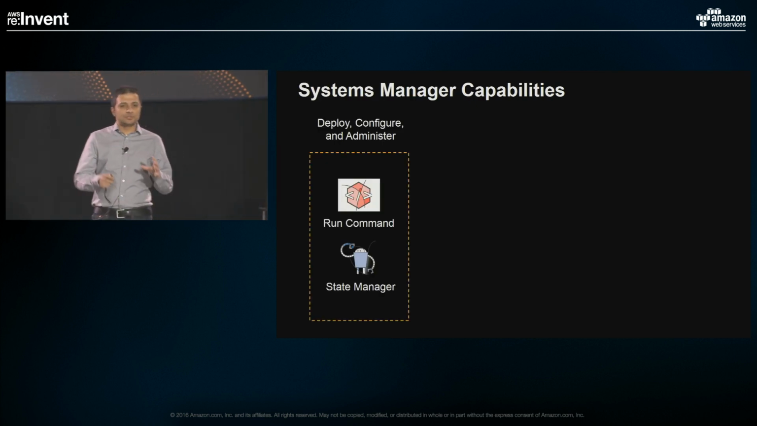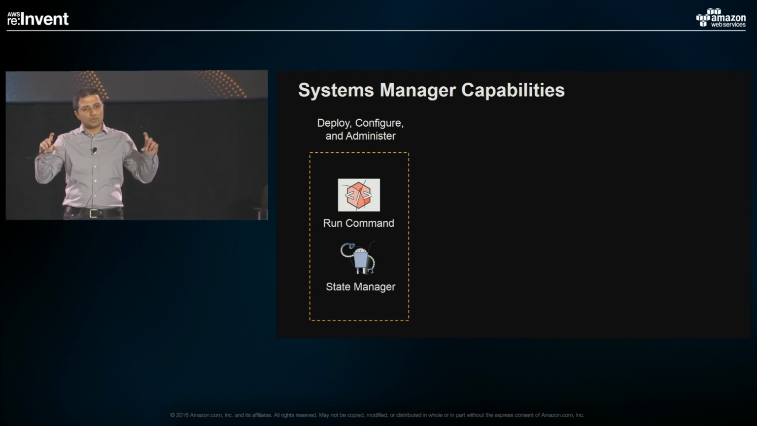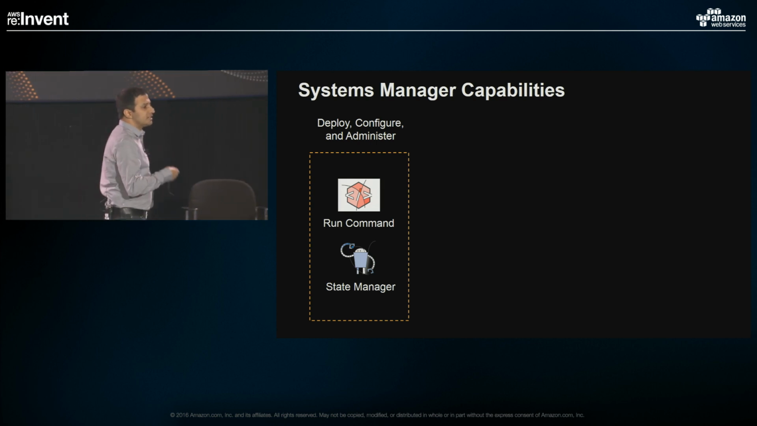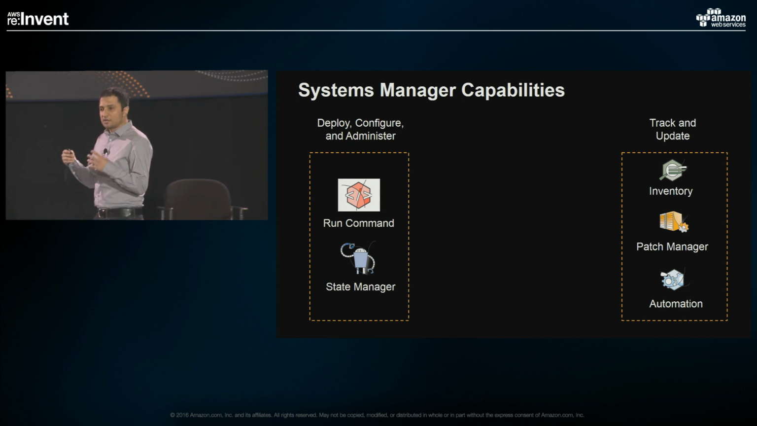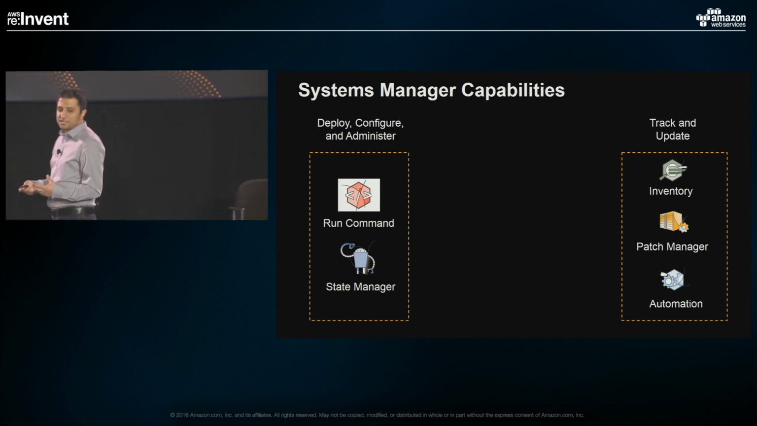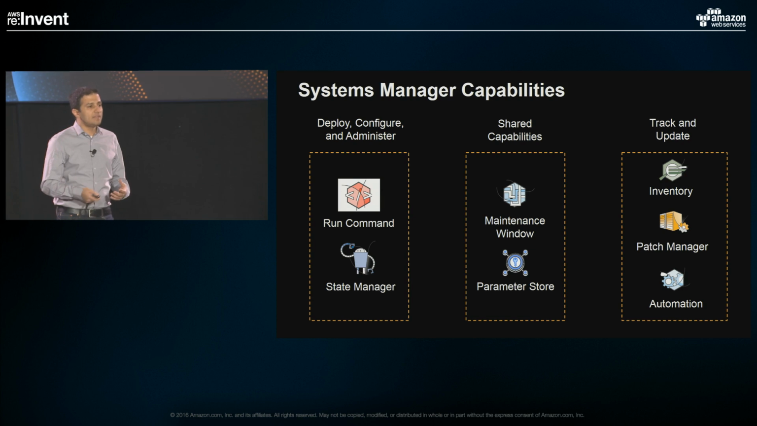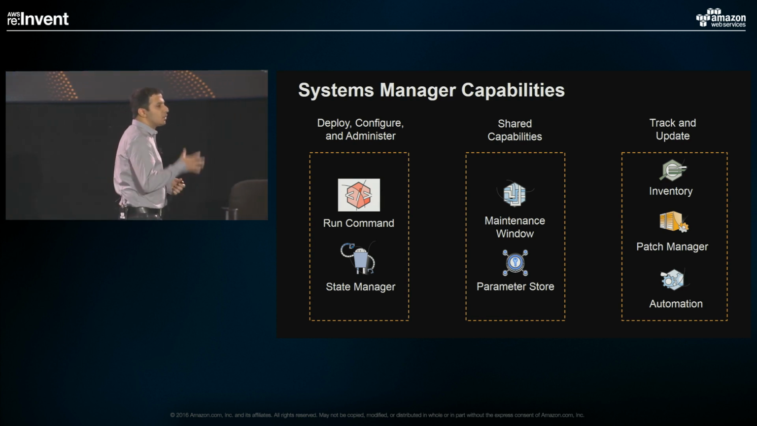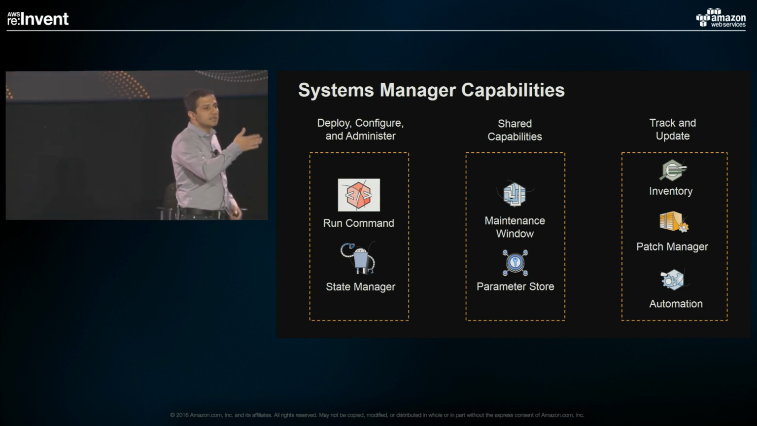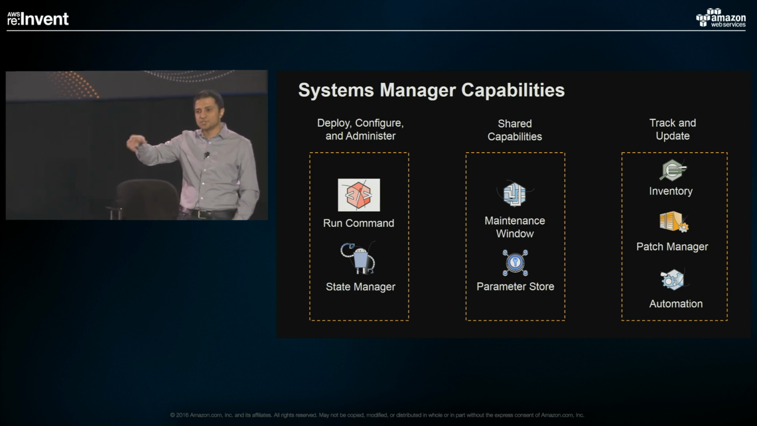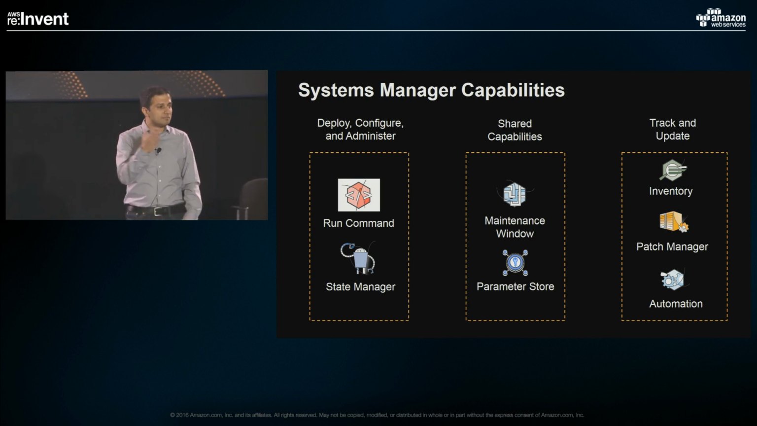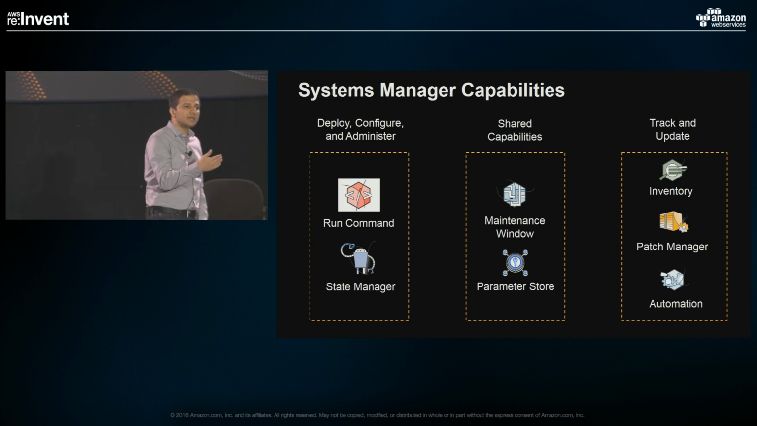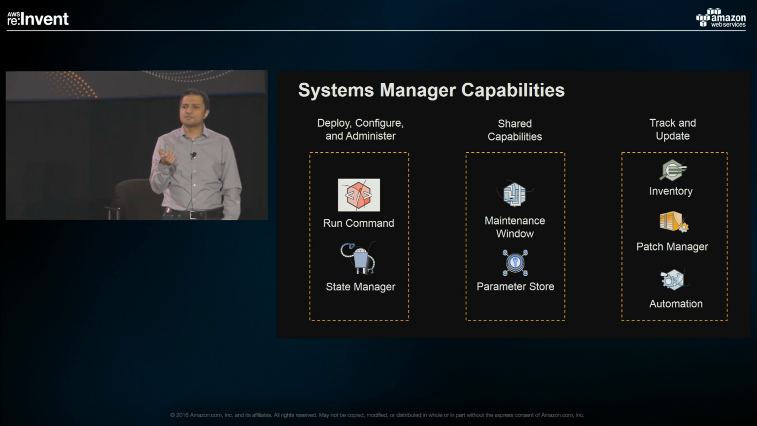If you look at what a traditional workload or process looks like, you start by deploying and configuring your infrastructure. There is how do you manage, track, and update that infrastructure, and there are some common things that I'll go into. And what we've tried to do is build a number of capabilities that help solve various use cases along that pipeline, around that life cycle. From your left, Run Command and State Manager. Let's spend a little bit of time on those.